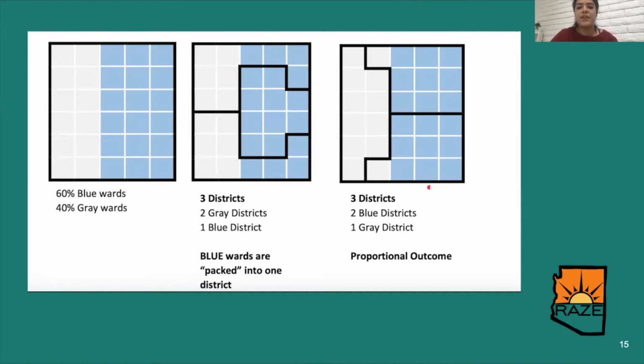If we move on to the third image, this is more of a proportional outcome because there are two blue districts and one gray district. Again, if we look at them, they meet the population criteria. Each of the three districts has 10 wards. However, you can see here on the right and on the bottom that there are 9 blue wards to 1 gray ward. And then we have a gray district to the left. This is proportional because, as I said, we started with a majority of blue wards here in this state, and they have more of a voice when they are districted in the proportional outcome way.